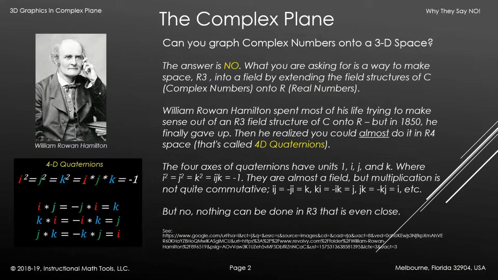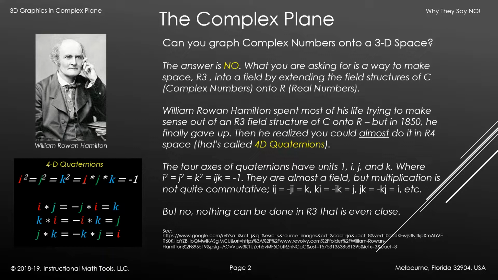The answer is no from William Rowan Hamilton. He said, you're asking me to make a space R3 into a field by extending the field structure of C onto R. Spent most of his life trying to make sense out of an R3 field structure. But in 1850, he declared that he can't do it. And he turned directly to a 4D solution, quaternions.